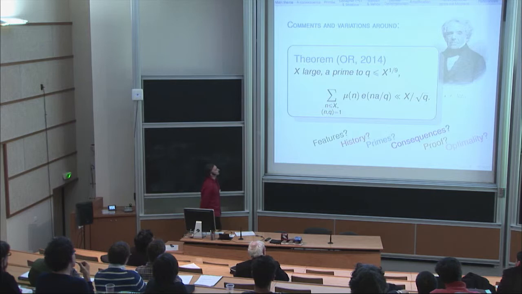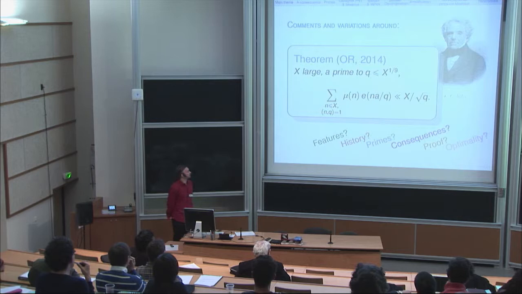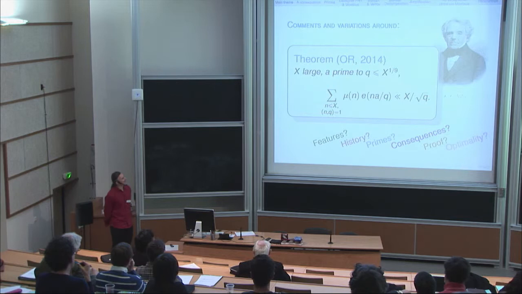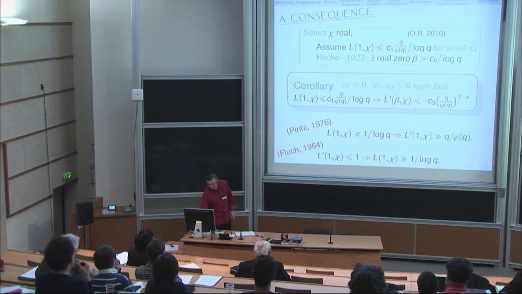And then my guess is that the square root of q is somehow optimal. I'll tell you that in a moment. It's optimal if you don't want to get the Fields medal. Okay, so if you improve on this square root q, I'll tell you that you can get marvelous result. So let me start with a consequence.